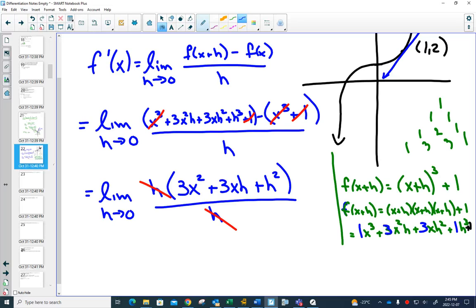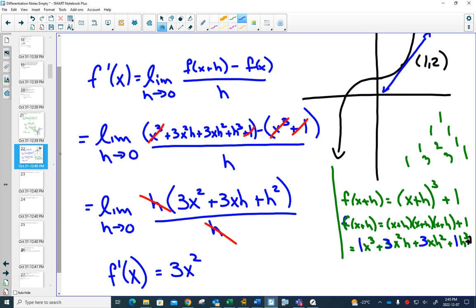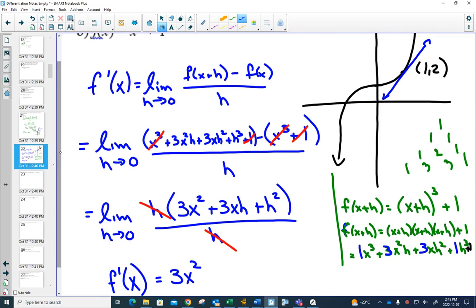And now you can apply the limit. So what's our derivative going to equal? Well, if I plug in 0 now, the second and the third term would go away, and I would just get 3x squared. So now my original question was, how steep is that line at 1? The slope of this line would be equal to 3. Because I could plug in 1, the x value. I now know the slope of that tangent is equal to 3.